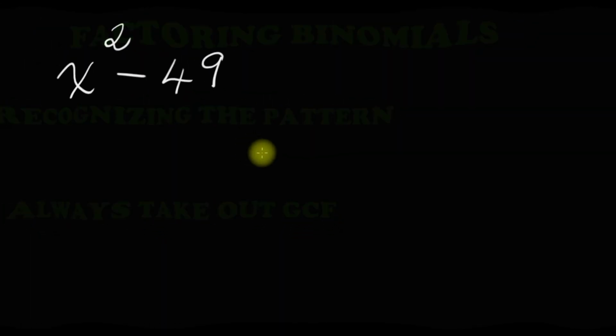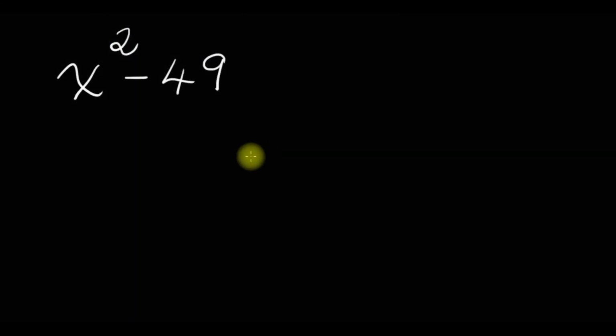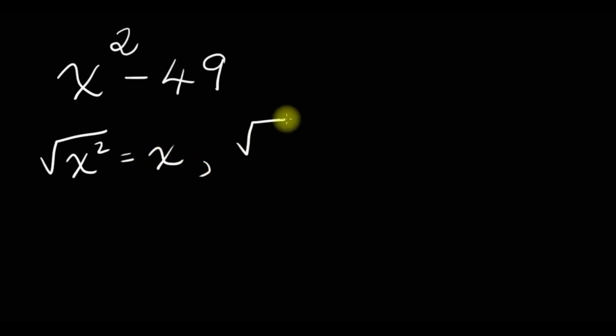Okay, let's take a look at this one right here, x squared minus 49, and we want to factor this. Let's check to see if we have a polynomial with two terms. And we have to check to see if x squared is a perfect square. Let's take the square root of x squared. The square root of x squared is x. And then let's take the square root of 49. The square root of 49 is 7.